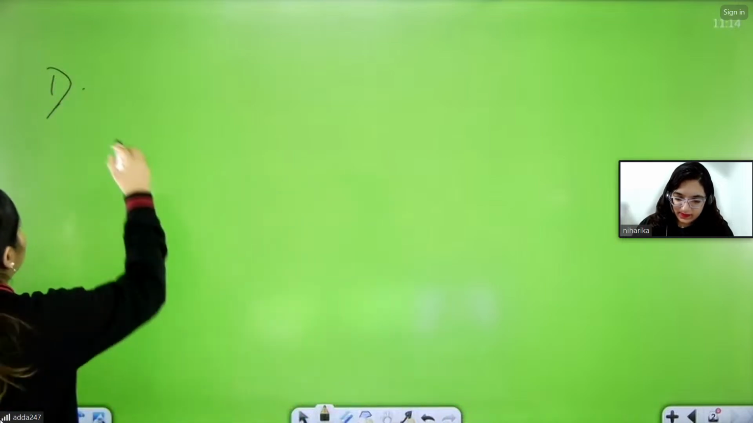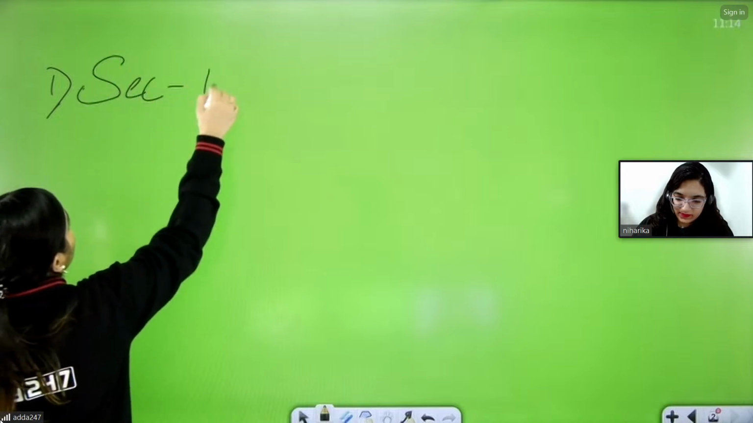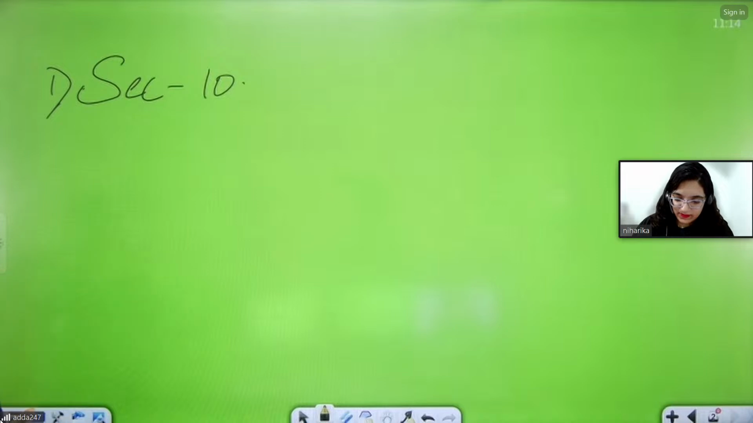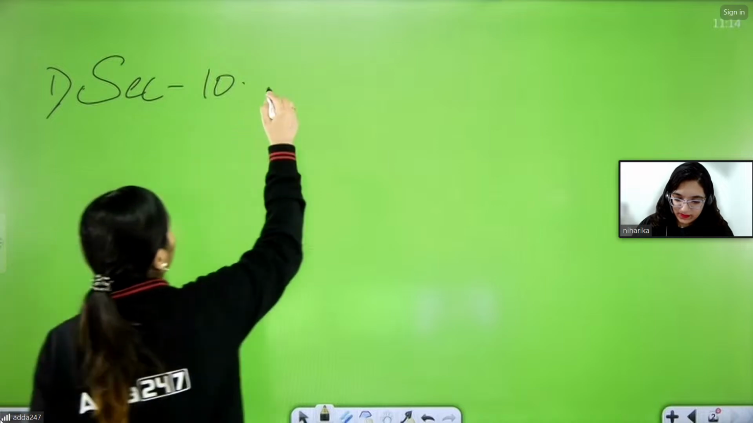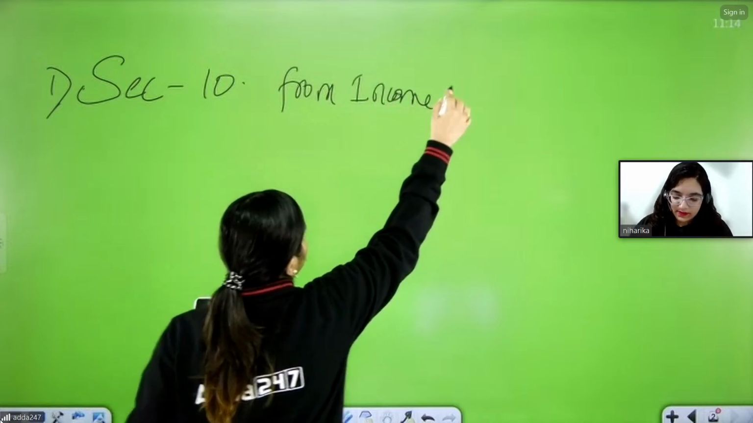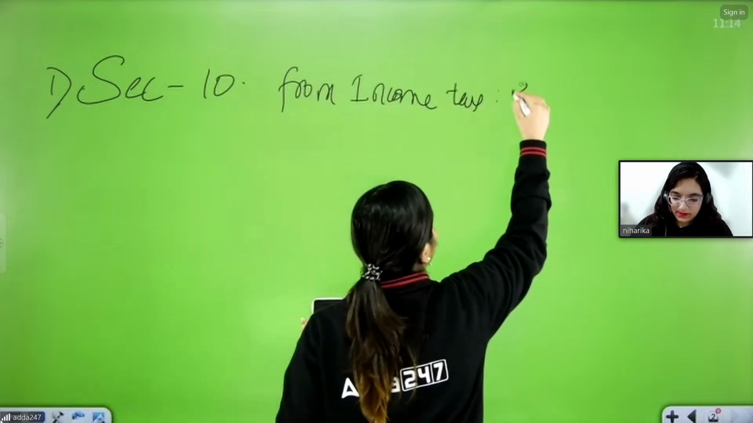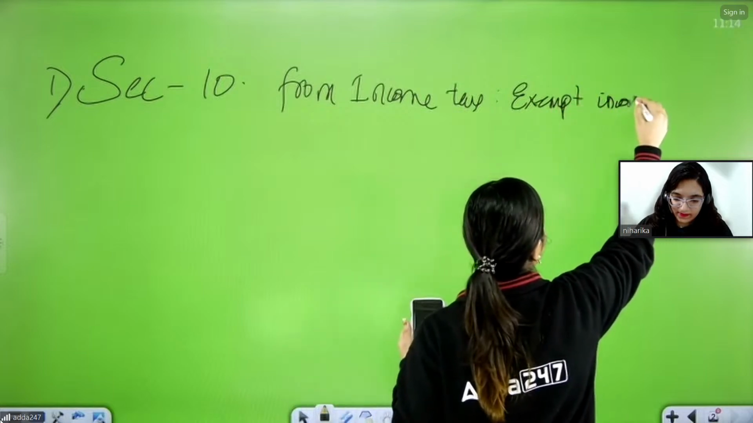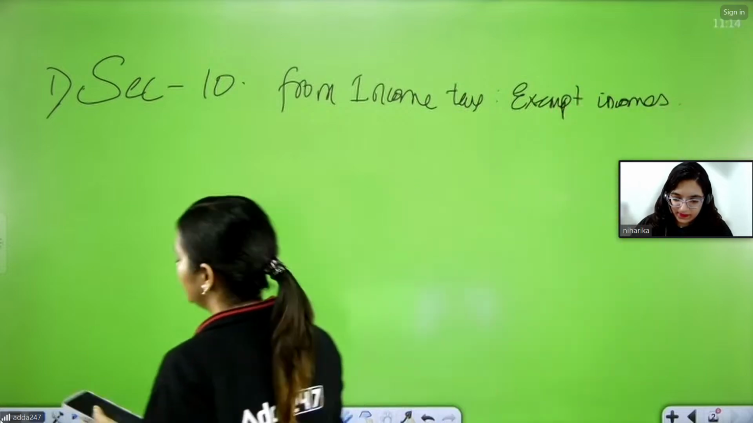So, like the first section, question 10. The first question was from your section 10. This one is from your income tax, about exempt income. There are different types of exempt incomes we have, like agriculture income.